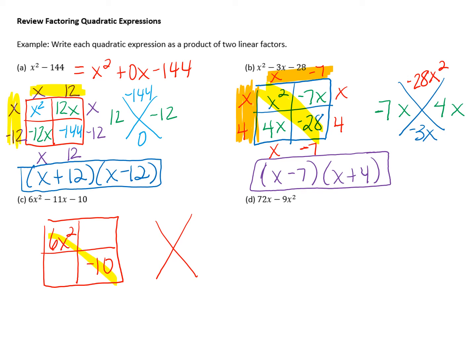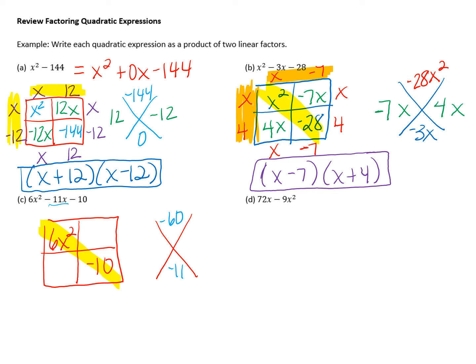Again, I want to see what multiplies to give me a negative 60x squared. I think this time I'm just going to write the negative 60 for space. And then using that middle term, I want to add up to negative 11.